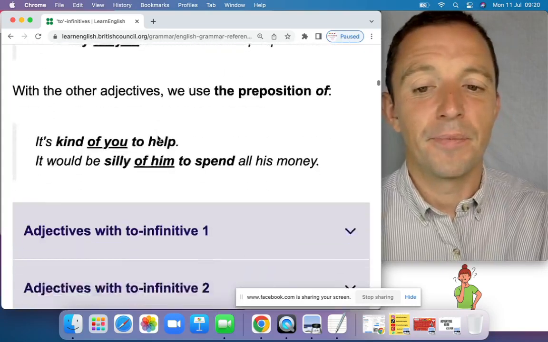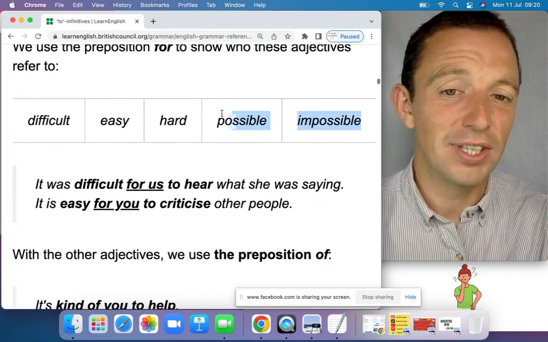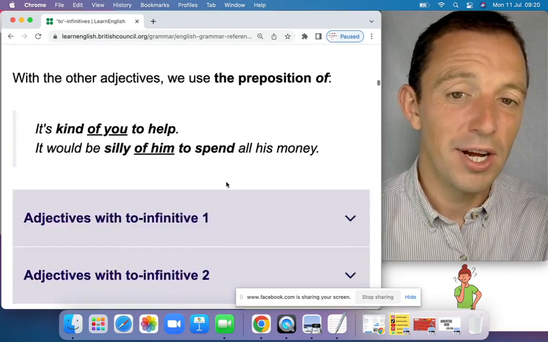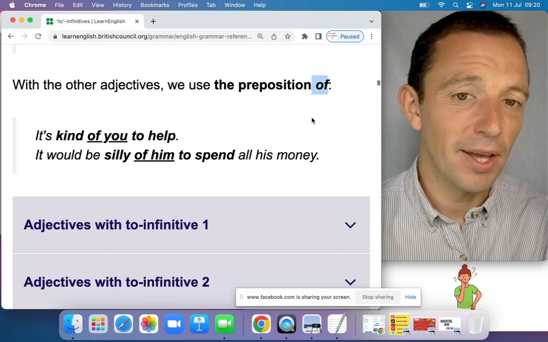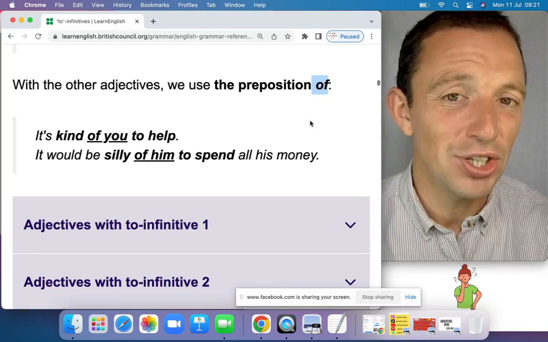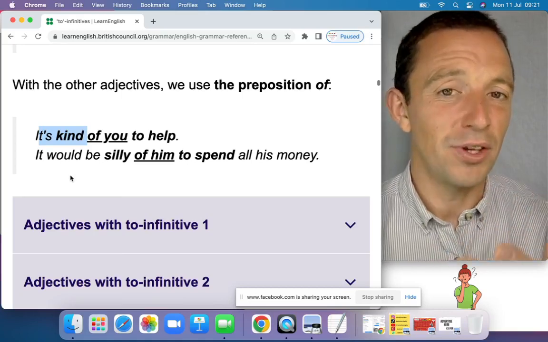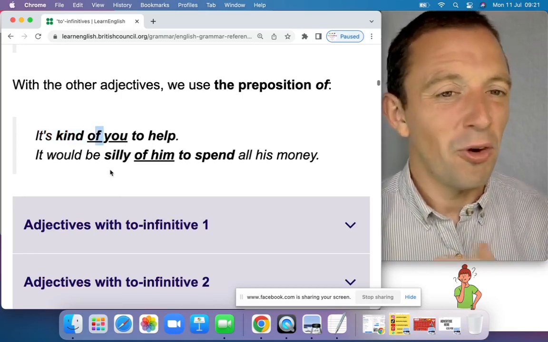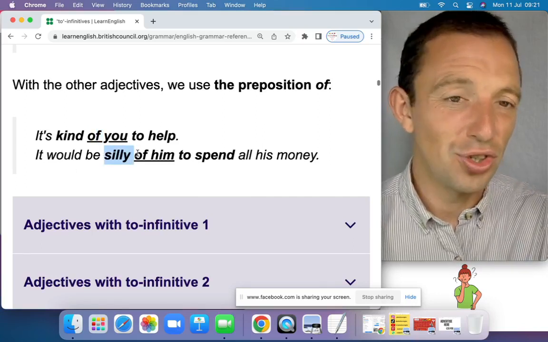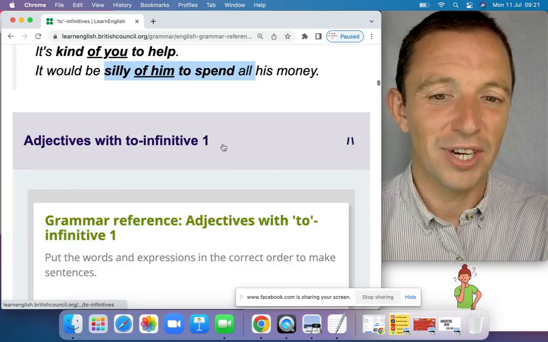Okay. Next, with the other adjectives, we use the preposition of. So it's very typical, these prepositions, difficult for, easy for, hard for, possible for, impossible for. But the next other adjectives, we typically also use of. So it's very important to know when you use the preposition of or for. For example, it was generous, it was kind of you to help. And for you, no, not really. So it was kind of you to help. Next, it would be silly, stupid, idiotic of him to spend all his money. Okay, let's try the exercises because we're nearly finished.